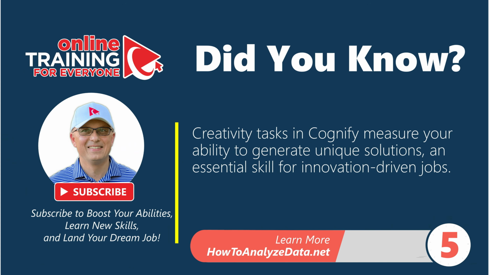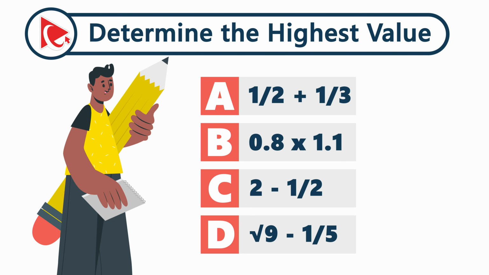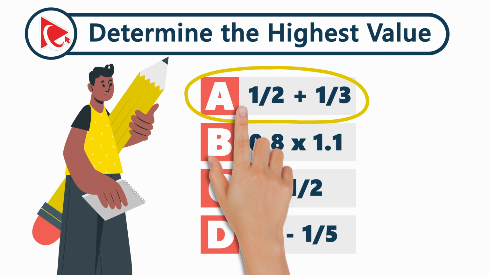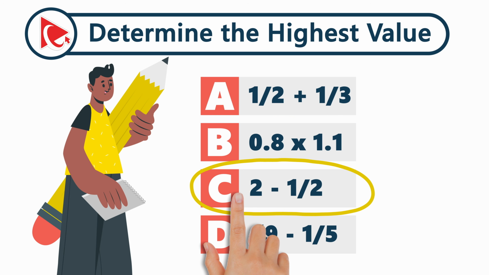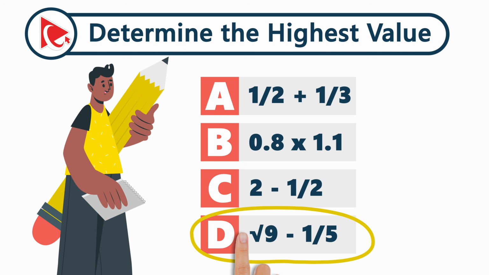In this question, you need to determine the highest value out of four expressions, and you have four choices to choose from. Choice A, 1/2 plus 1/3. Choice B, 0.8 multiplied by 1.1. Choice C, 2 minus 1/2. And choice D, square root of 9 minus 1/5.